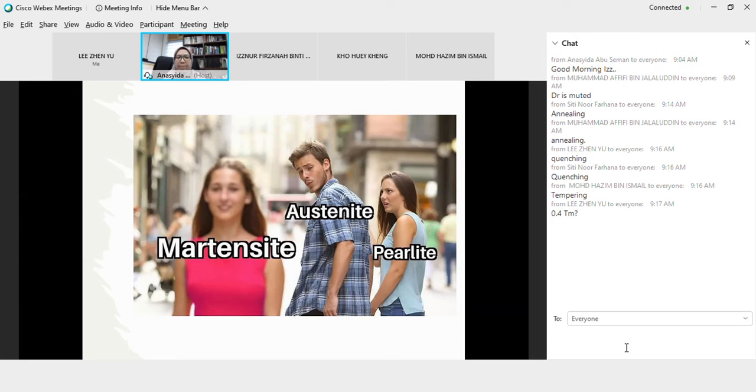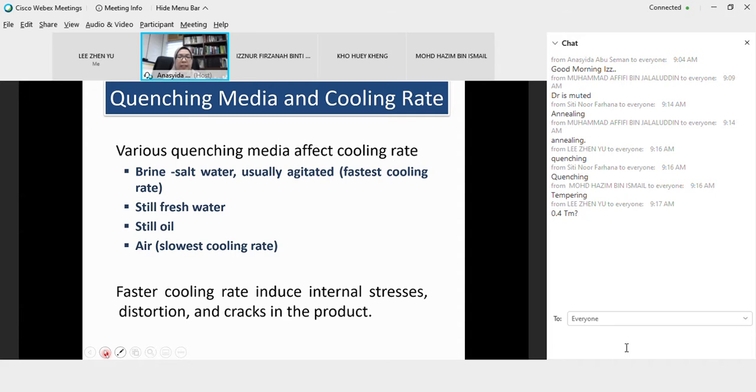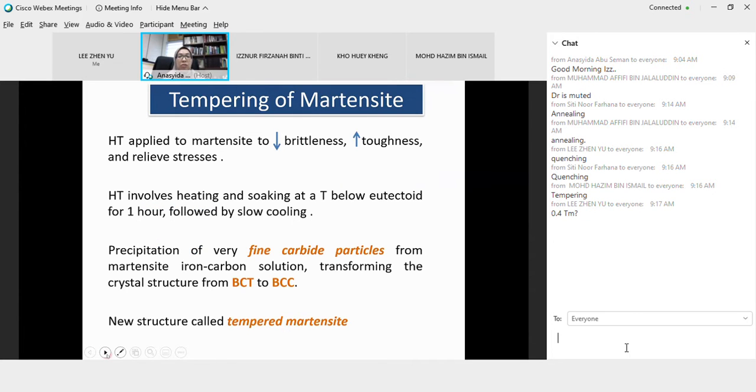Alright, so this is metal quenching medium. So I won't actually go into details. So this is some of the quenching media. It depends on the quenching rate that you want. Okay. So tempering saya tak akan pergi.